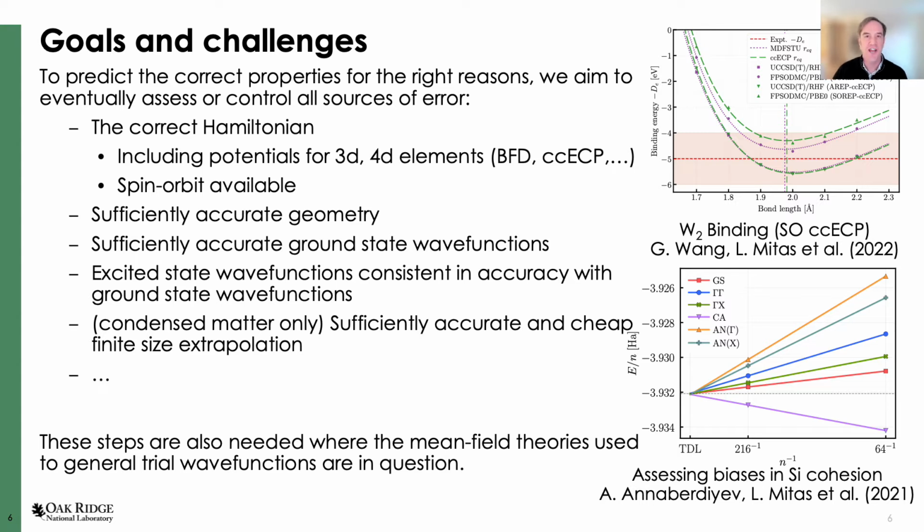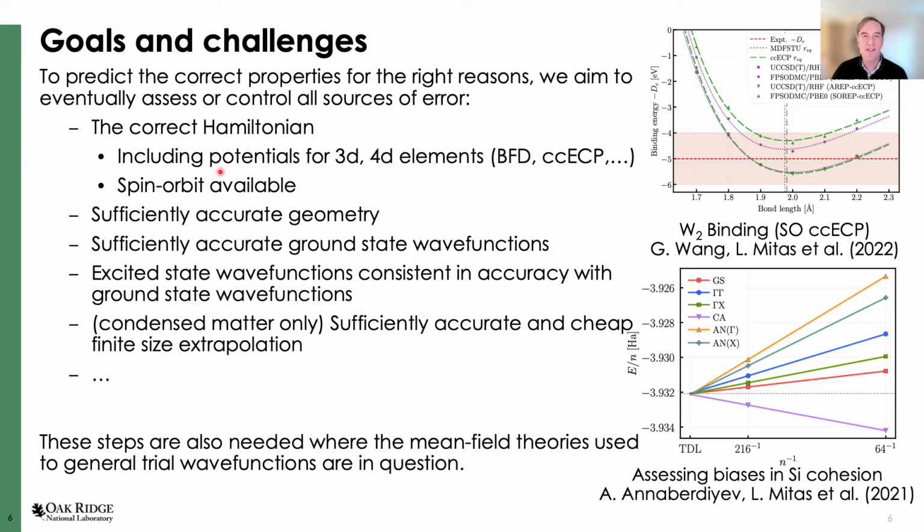To give some context for our work, one of our goals is that we should eventually be able to assess all the sources of error in our calculations so that we know we're reporting the correct properties for all the correct reasons and not just some happy accident. And of course, that means there needs to be progress in solving the correct Hamiltonian using accurate Schroeder potentials, for example. Spin orbit needs to be included, or at least an option for appropriate systems.